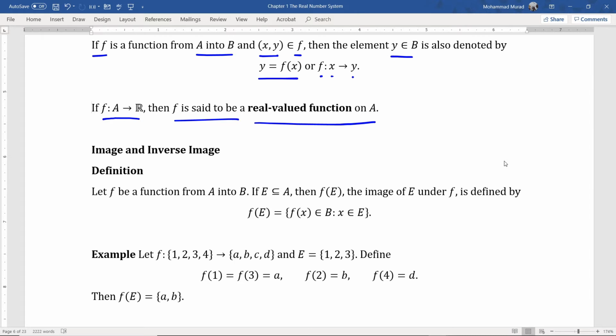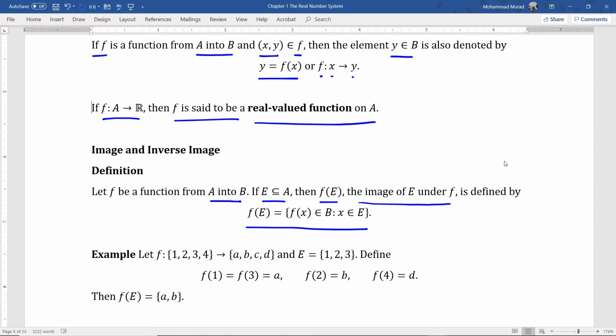Image and inverse image. Definition: let f be a function from a set A into B. If E is some subset of A, the domain, then f of E, called the image of E under f, is defined by this definition. So f of E is the set of f of x in B such that x is in E. It means f of E contains only the outputs in B whose inputs were in E.